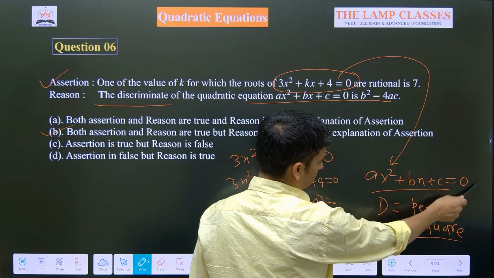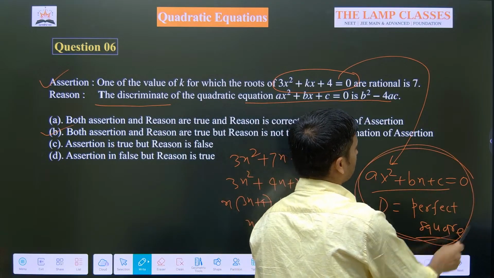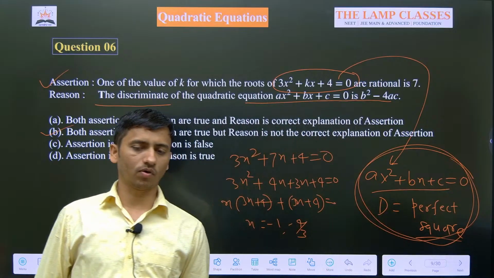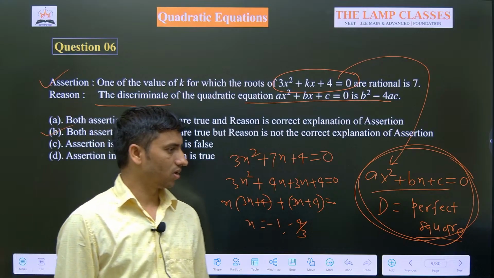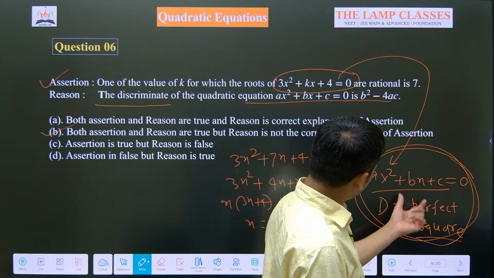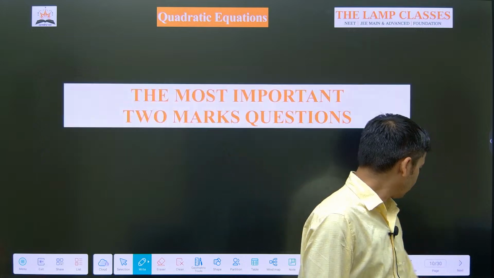But remember this concept, guys. Sometimes they ask you just an MCQ question. They will give you the option which of the following can be the discriminant of a quadratic whose roots are rational. So that can happen only if the discriminant is a perfect square.